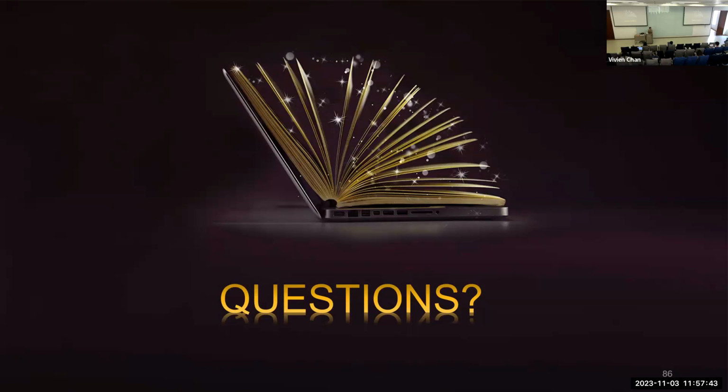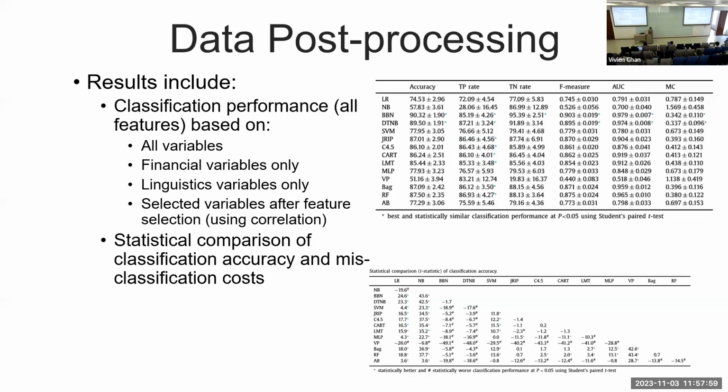Let me go back. Actually, we mentioned the case study today. I think that is a very good example, because when you look at the Enron data set, for example, are you using all the variables, or are you selecting some useful variables?